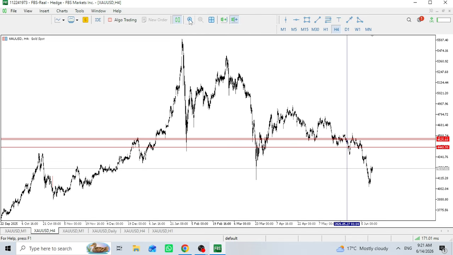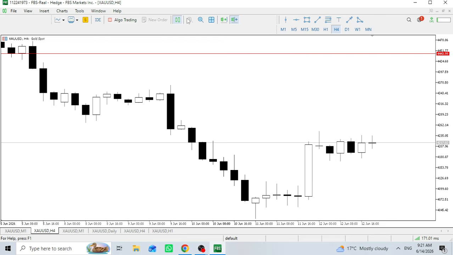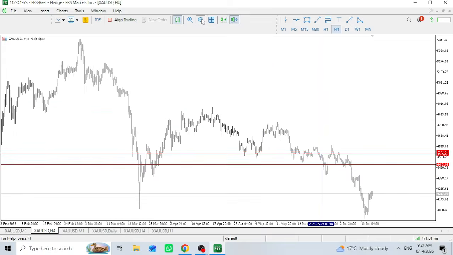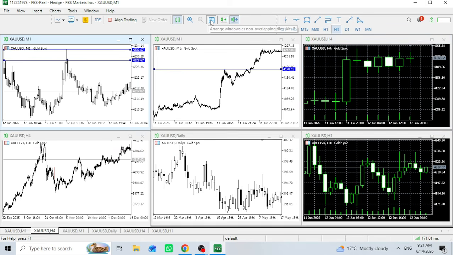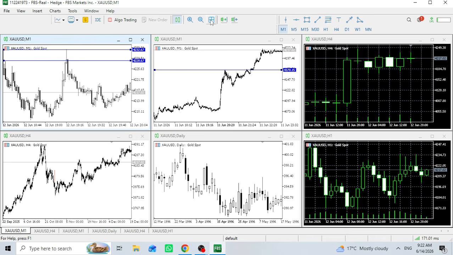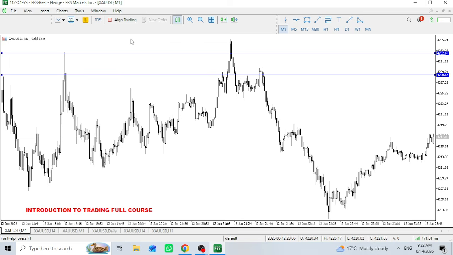That is for compressing, this is for enlarging. Now if you do this and if you click this, then your MetaTrader will appear in a window like this. Now you can monitor multiple currency pairs. Now if you want to close all these and just have one screen, then you just click it there. It will bring you to your main tab.